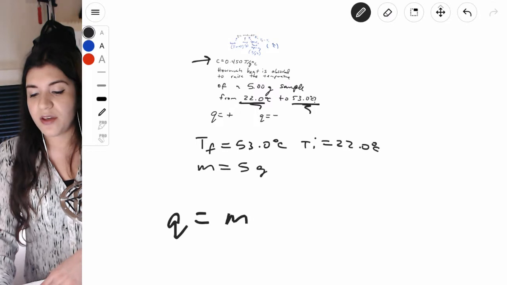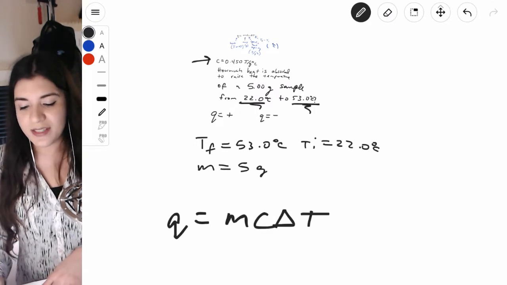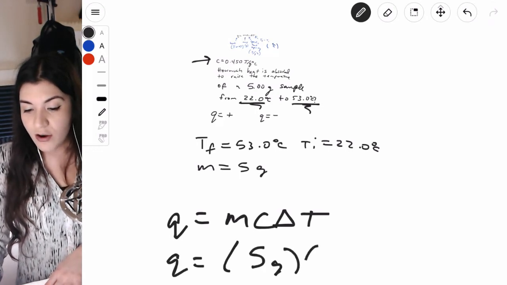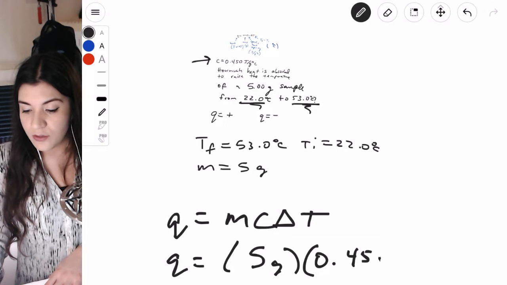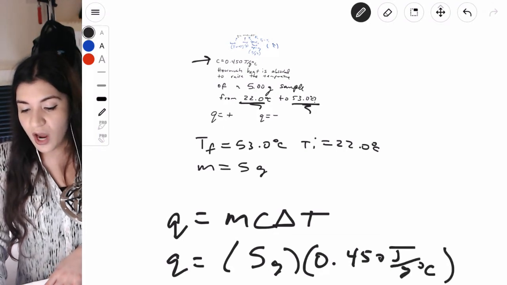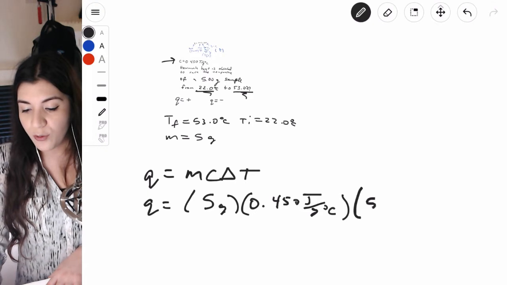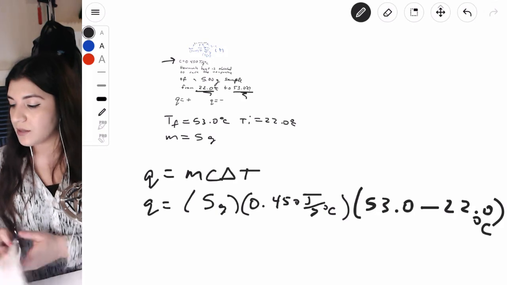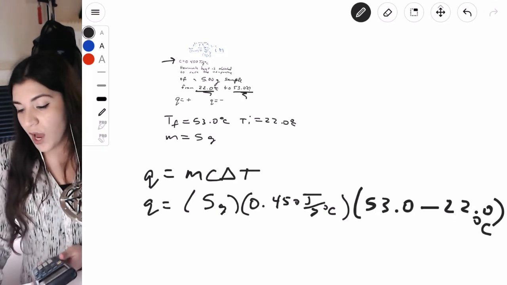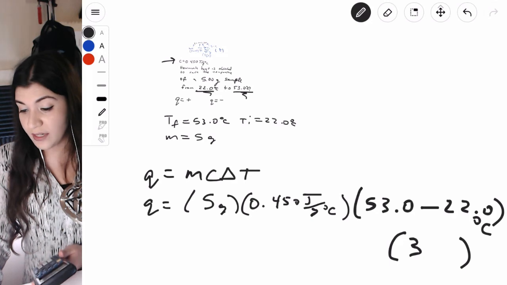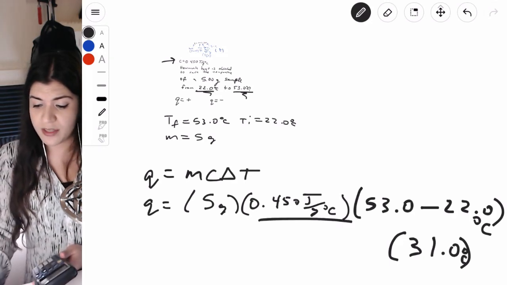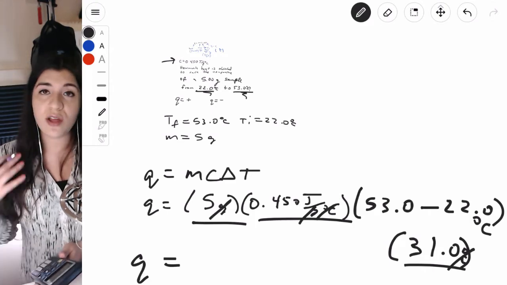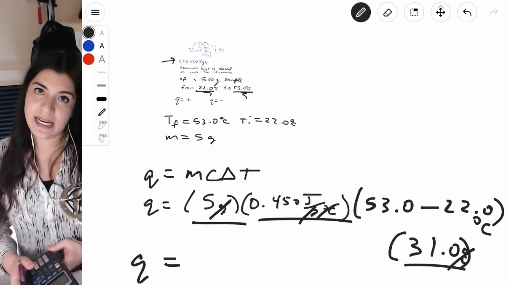A lot of people remember this as Q equals MCAT, because it looks like MCAT. So I'll plug in everything: 5 grams, our specific heat capacity in joules per gram Celsius, and then I'll subtract those two temperatures, final minus initial. This is all in Celsius. Subtracting these two gives us 31 degrees Celsius, and then we'll multiply all these values. You'll note that your grams and grams cancel, your Celsius and Celsius cancel, and you're left with joules, which is what heat is measured in.